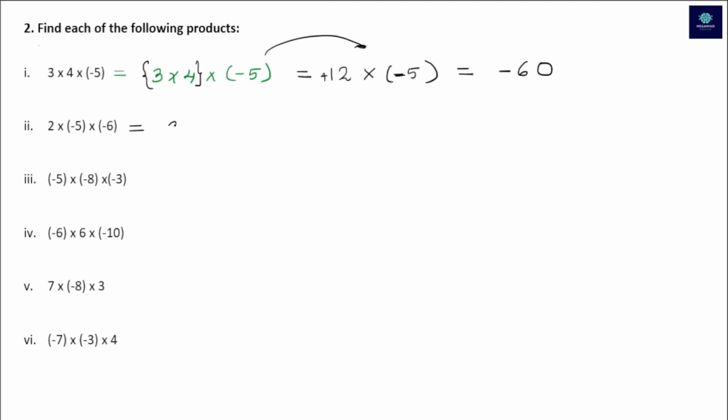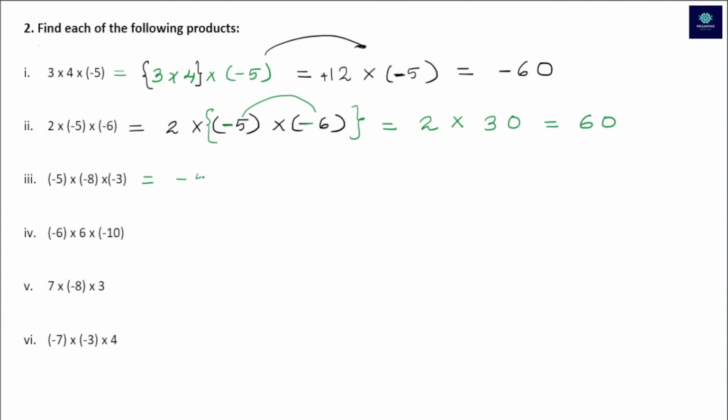In the same way, 2 into minus 5 into minus 6. So here, let us multiply these two together. So 5 into 6 will give us 30. 5, 6 are 30. Minus and minus is plus. It means this 30 will be a positive integer. Now 2 into 30 is 60.